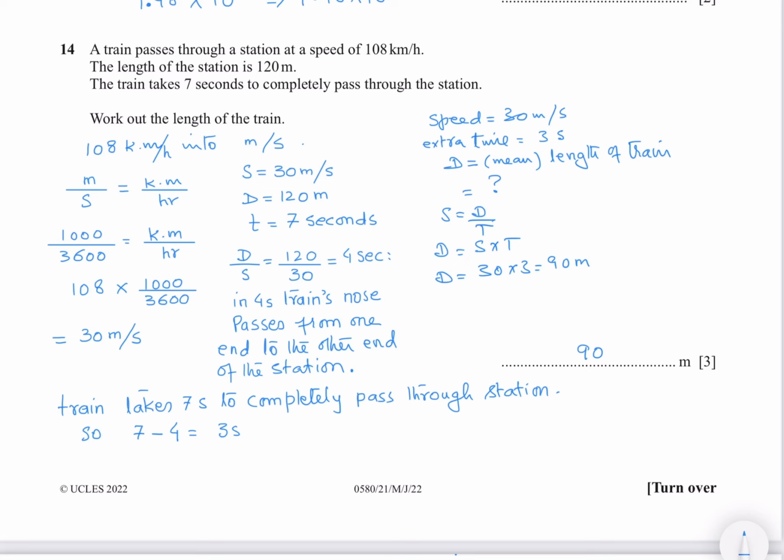The train takes 7 seconds to completely pass through the station, so if I subtract 4 from 7, I get 3 seconds. My speed is 30 meters per second and my extra time is 3 seconds. Distance means the length of the train. Putting it in the formula, speed equals distance divided by time, so distance is speed times time, 30 times 3. So the length of the train would be 90 meters.